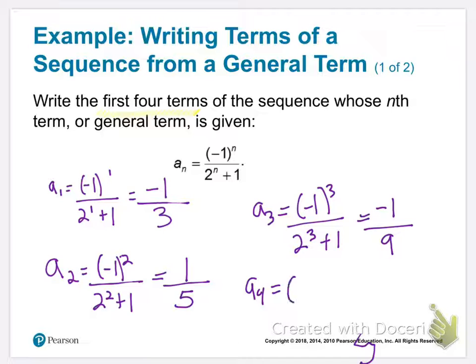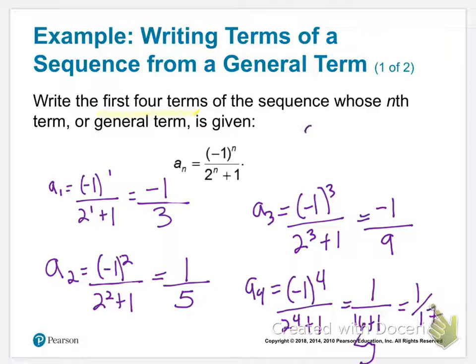And this gives me negative 1 to the 4th over 2 to the 4th plus 1. So it's even, so that means negative 1 times negative 1 times negative 1 times negative 1 is just going to be a positive 1 because you're multiplying an even number of negatives. And then our bottom is 2 to the 4th. Well, 2 to the 3rd is 8, times 2 is 16, plus 1. So this is going to be 1 over 17.